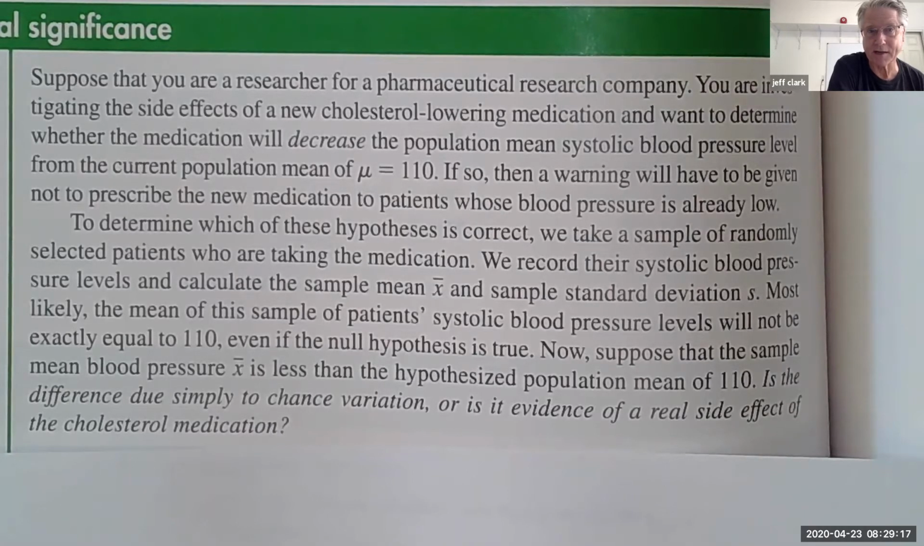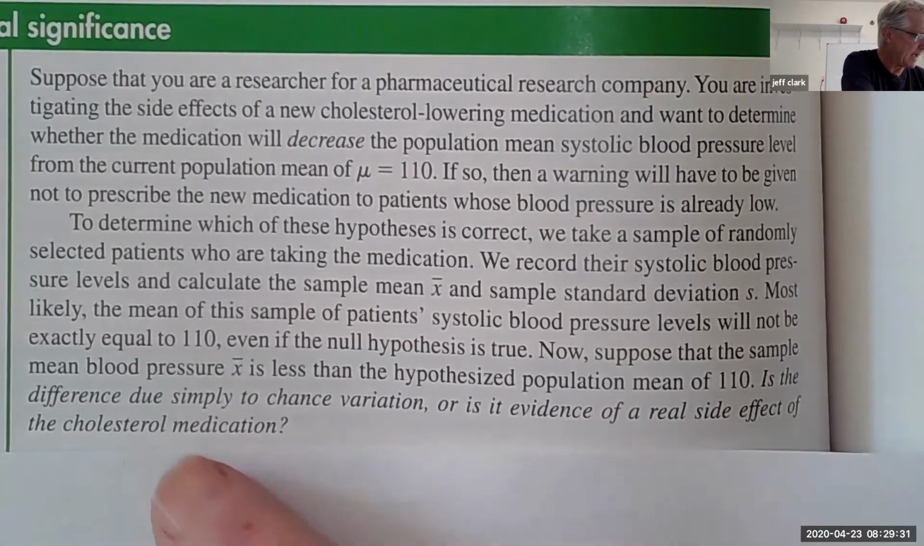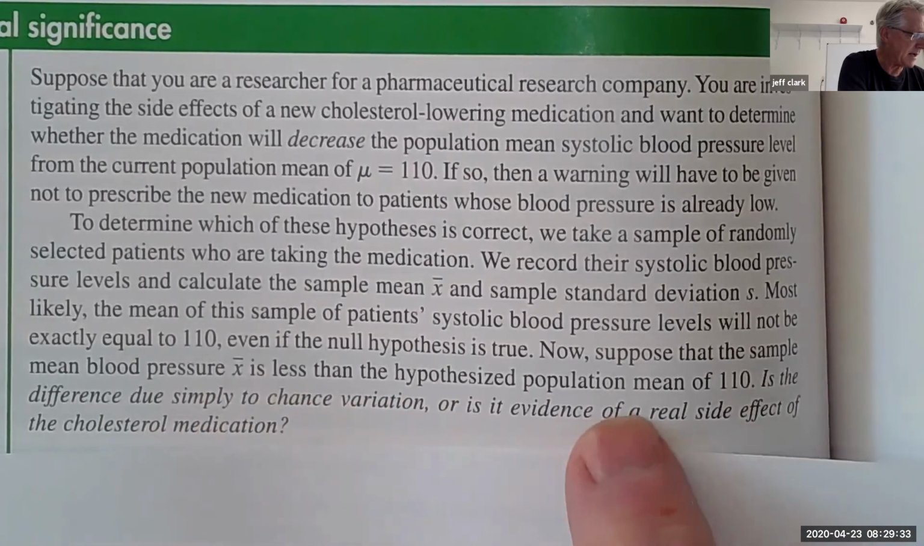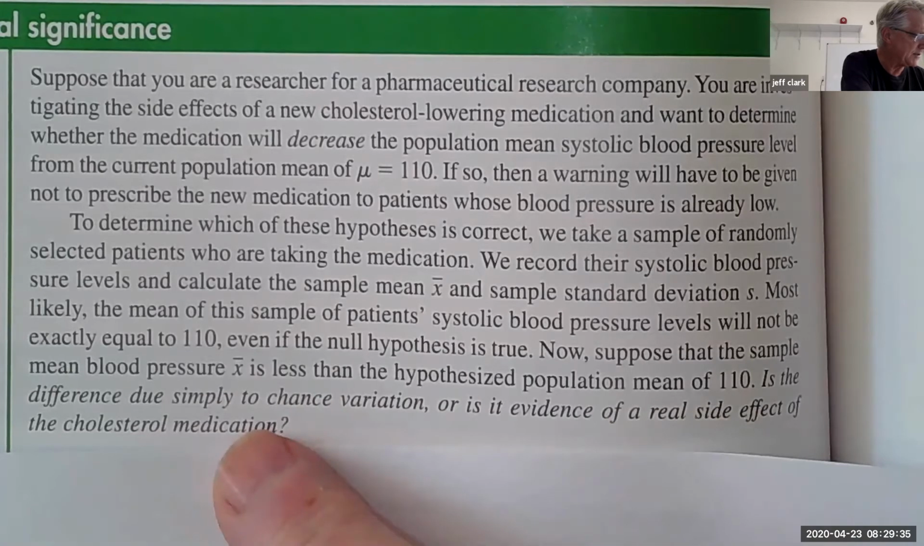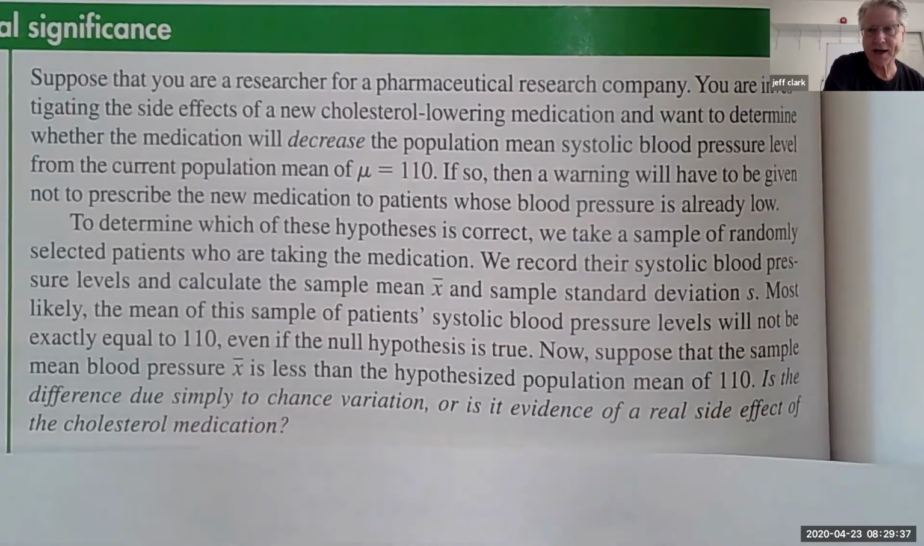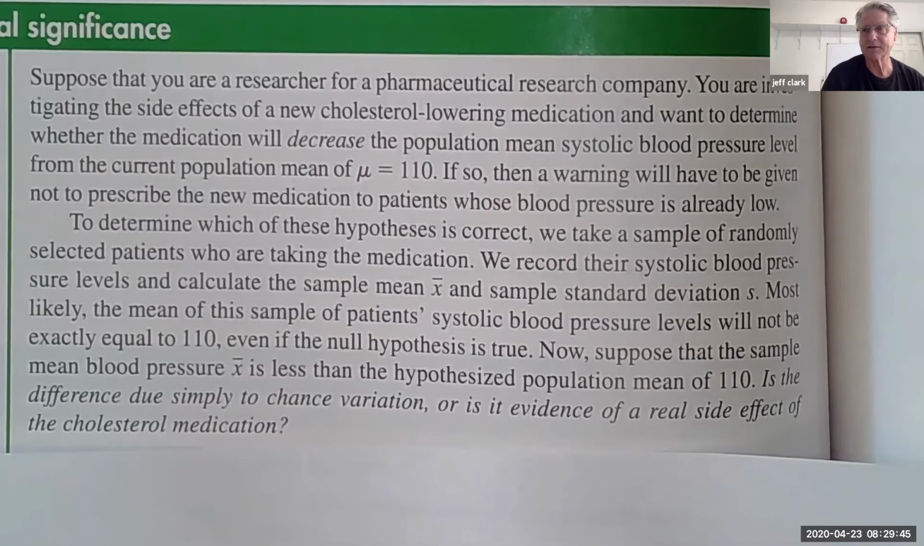And as we talked about before, the null hypothesis will always have the equal. It's what's assumed to be true. So suppose that the sample average blood pressure is less than the hypothesized. Is that difference due to the chance variation, or is it evidence of a side effect of the cholesterol medication? That's the question we want to pose.